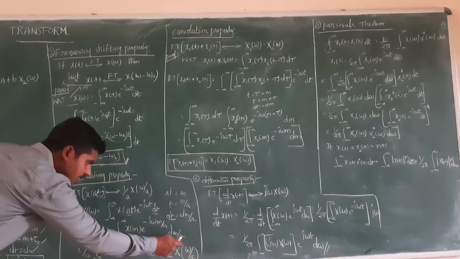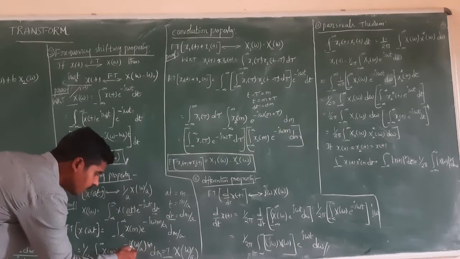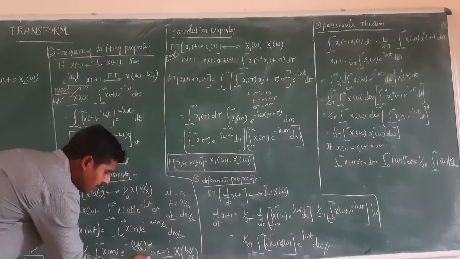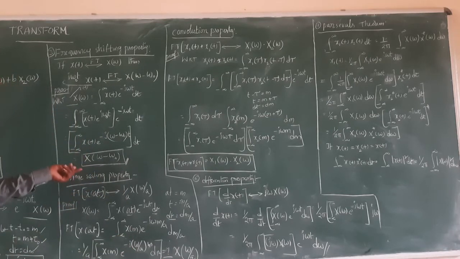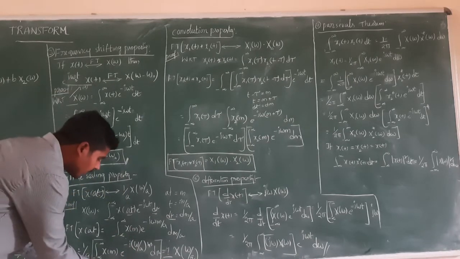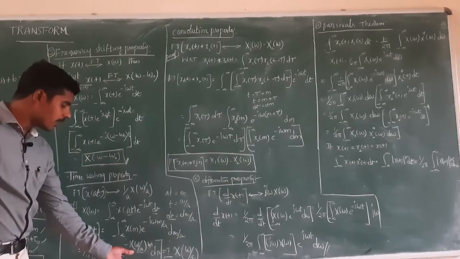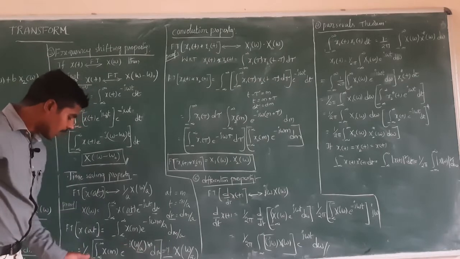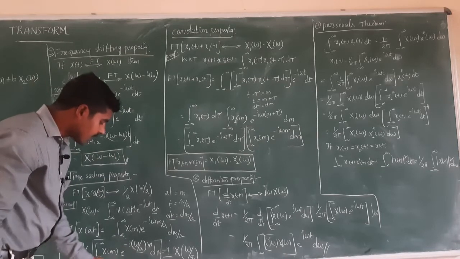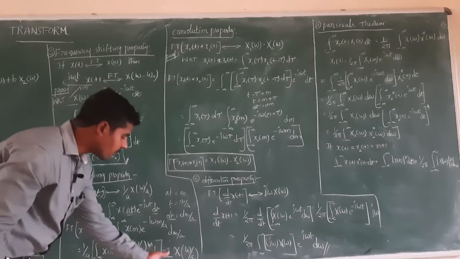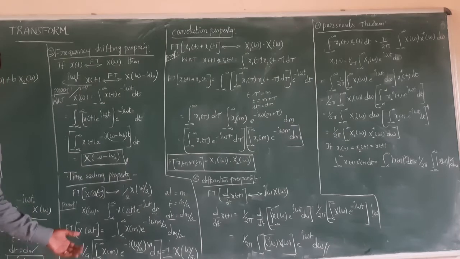Now if you take a is equal to 1 by a integral minus infinity to infinity x of m e power minus j omega by a into m, I will represent it in the standard format of the corresponding Fourier transform equation. Therefore it is equal to x of omega, but if you observe this omega variable here, in place of omega we are getting omega by a. Therefore I can represent 1 by a, which is a constant value, into x of omega by a. So this is the time scaling property of the Fourier transform.